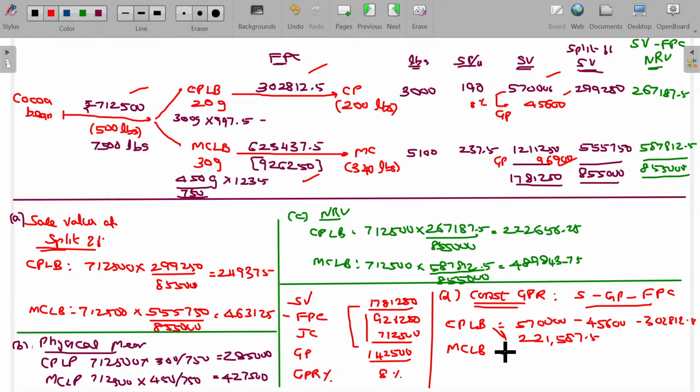2,21,587.5. Similarly, if you calculate for the milk chocolate liquor base, 12,11,250 minus GP 96,900 minus further process cost 6,23,437.5. If you subtract, then this value being 4,90,912.5. We got this value.